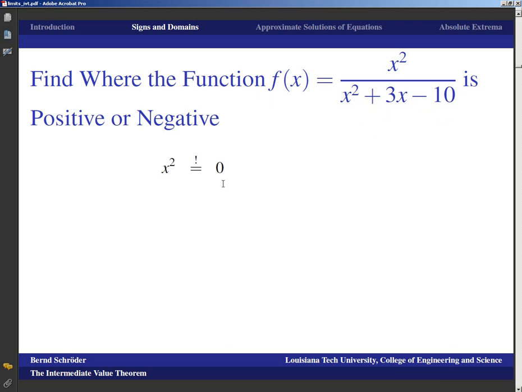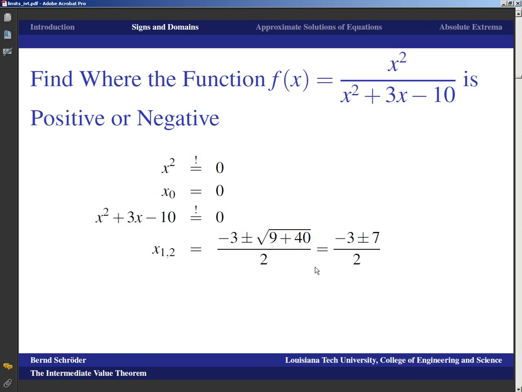Well, we find out where the function is equal to 0, and x squared equals 0 gives us x equals 0. We find where the function is discontinuous, which means for a rational function where it's undefined. We said x squared plus 3x minus 10 equals 0, and I think I did that with the quadratic formula. Yep. Negative b plus minus square root of b squared, which is 9, minus 4ac, so plus 40, because 4 times 1 times negative 10 is negative 40, and double minus gives you plus, and then divided by 2a on the bottom. So that's negative 3 plus minus square root of 49, which is 7, divided by 2.